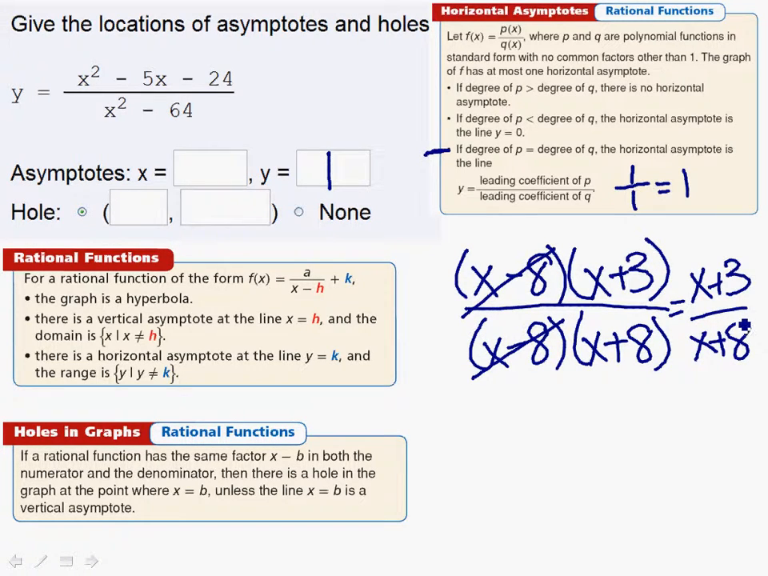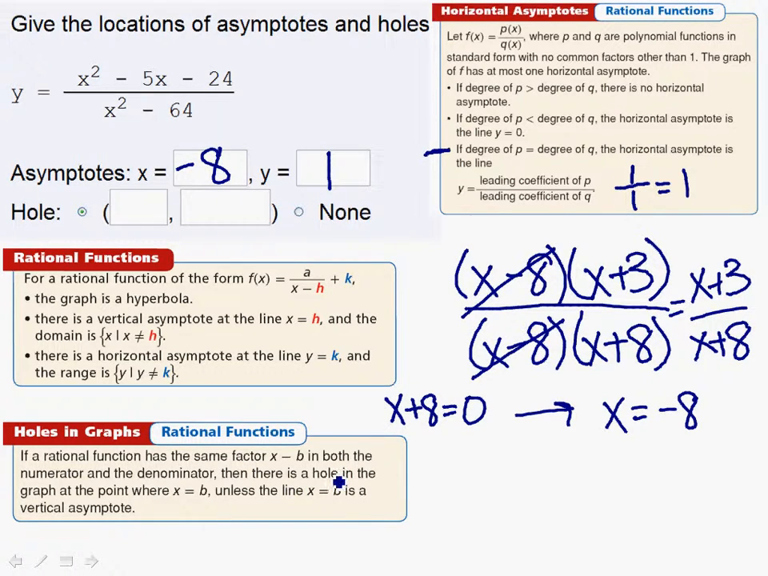Our vertical asymptote is based on the value that will make our new denominator equal 0. So when x plus 8 equals 0, then x equals negative 8. So our vertical asymptote is at negative 8.